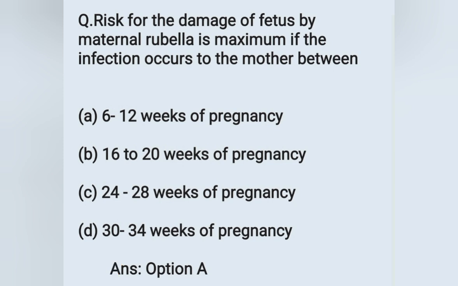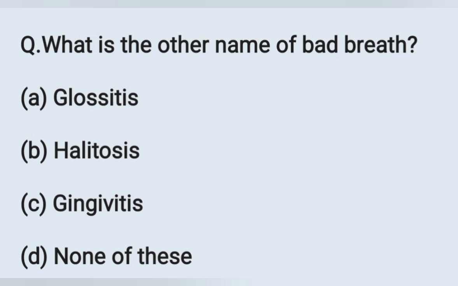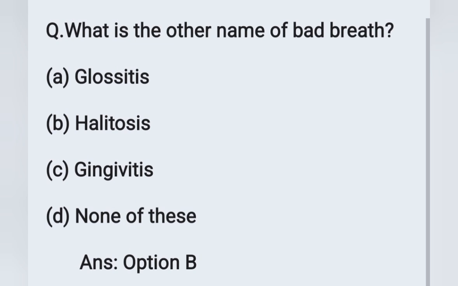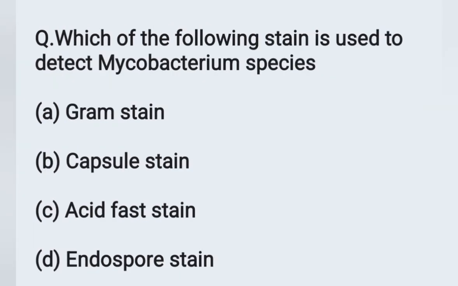And the next question is, what is the other name of bad breath? Options. Option A, glossitis. Option B, halitosis. Option C, gingivitis. Option D, none of these. Bad breath means halitosis. Option B is the correct answer. Glossitis means inflammation of the tongue. Option C, gingivitis, means inflammation of the gums. Bad breath means halitosis.